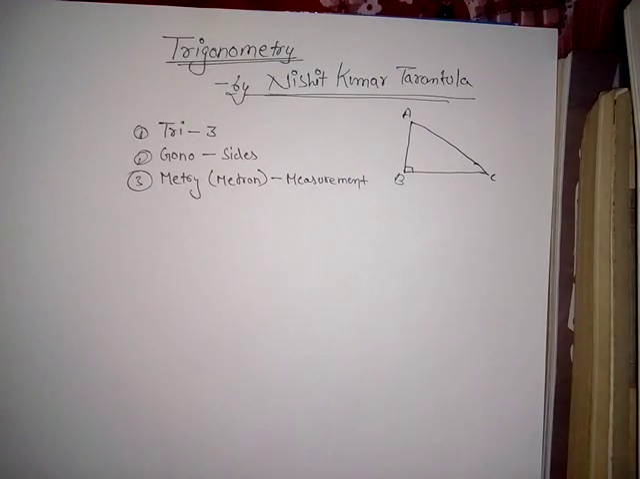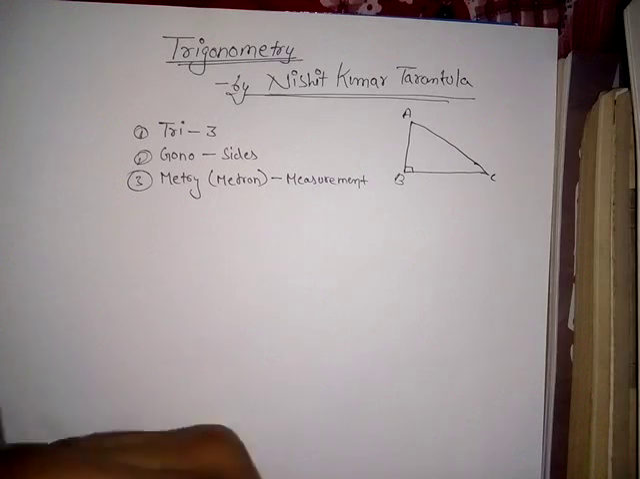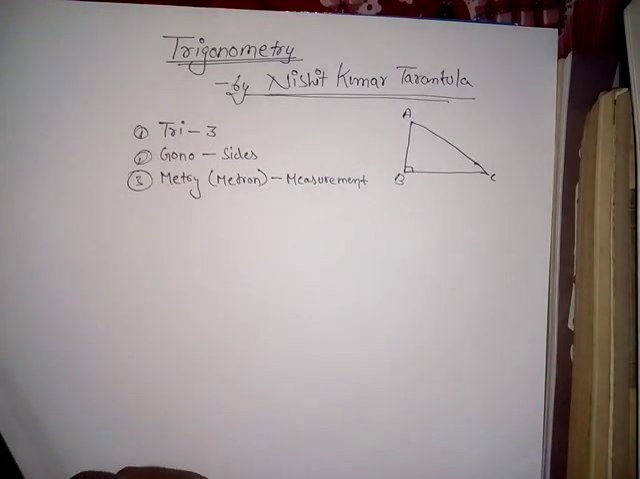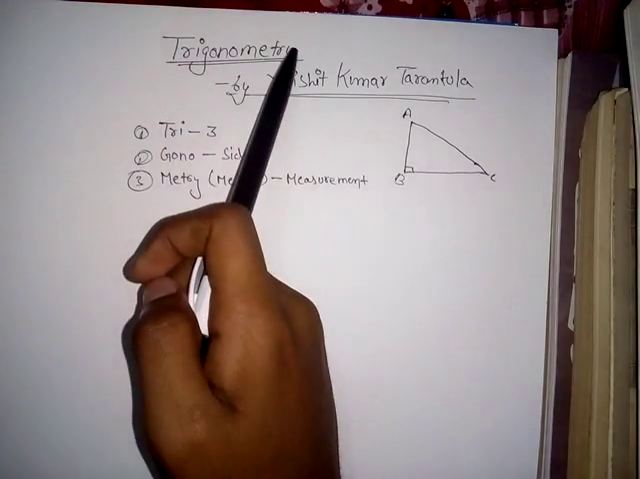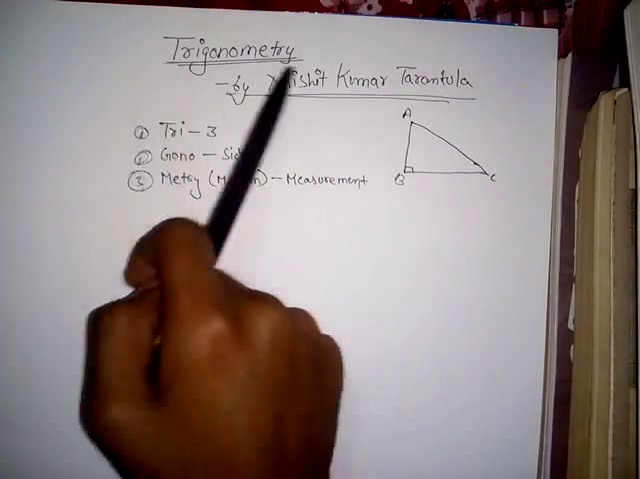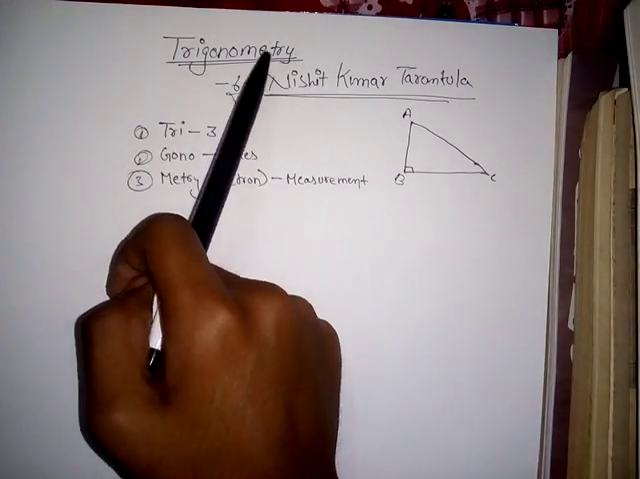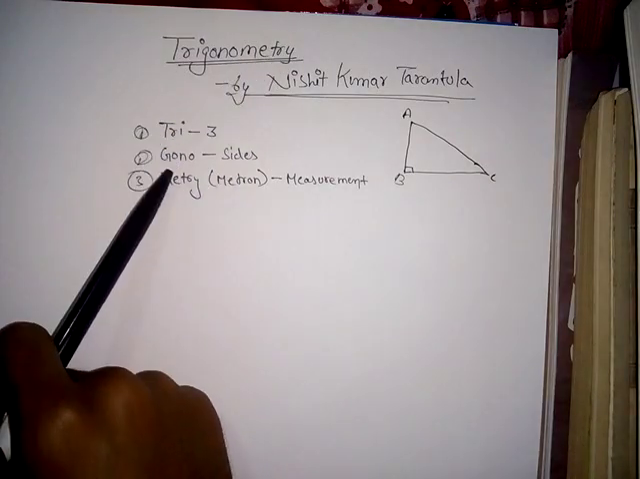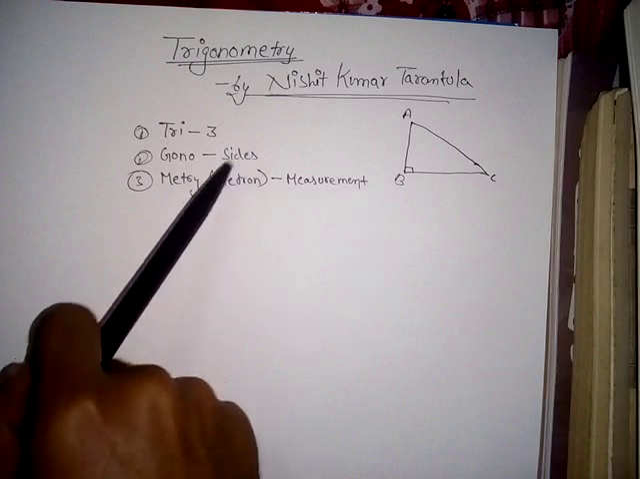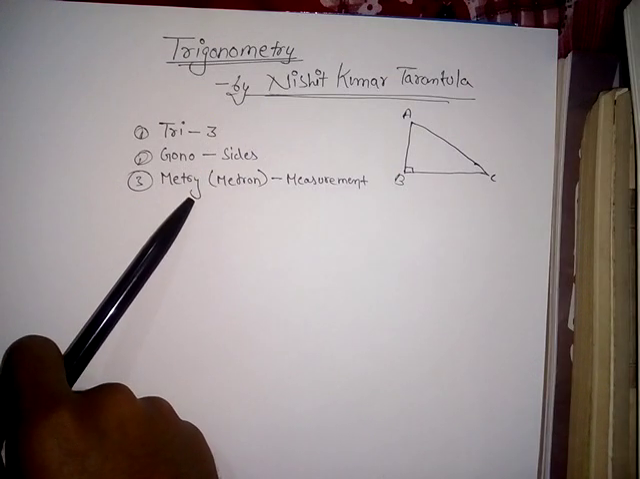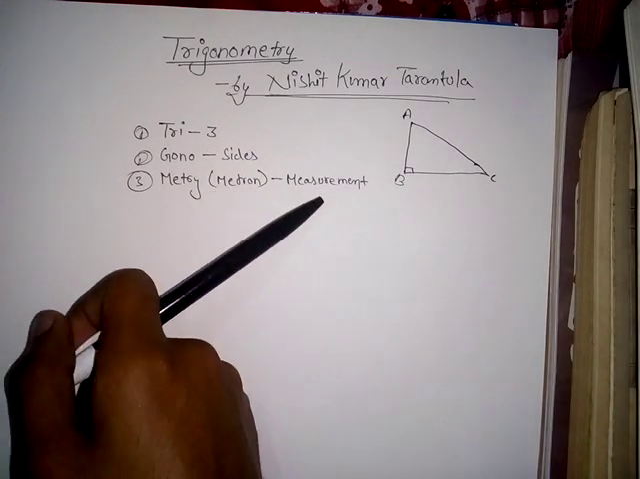So, what is trigonometry? Trigonometry is a branch of mathematics that deals with the study of a right triangle. Let's study this name deeply. Trigonometry is made up of three Greek words: tri, gono, and metry. Tri means three, gono means side, and metry, which is derived from the Greek word metron, means measurement.